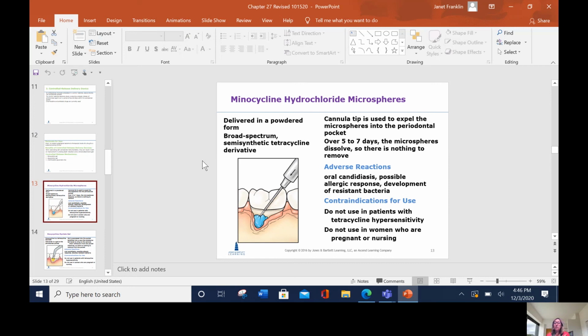When the powder mixes with crevicular fluid inside the pocket, it kind of gels, and it sticks to the side of the tooth. And then slowly over 5 to 7 days, it will dissolve. So it has a continuous bactericidal effect for about 5 to 7 days, which allows enough time for the gum tissue to heal and re-adhere to the inside of the pocket.